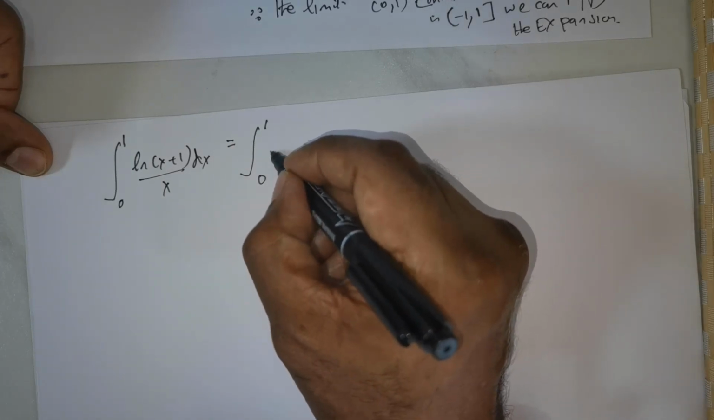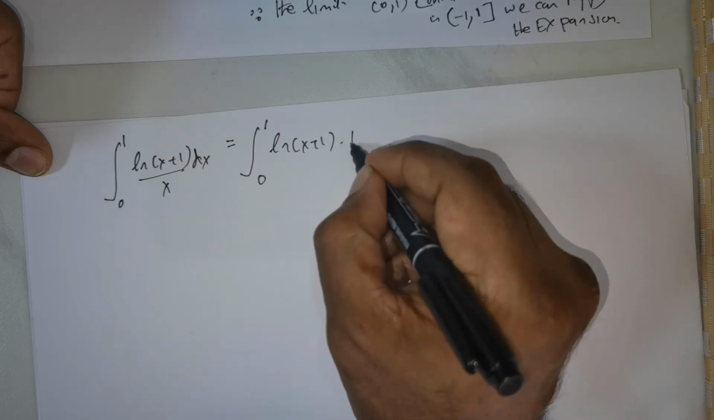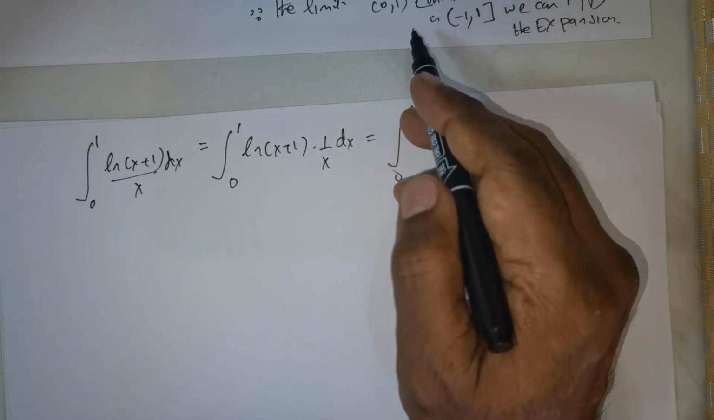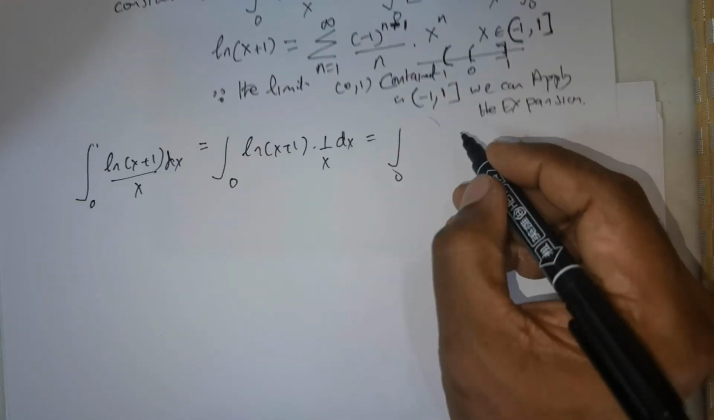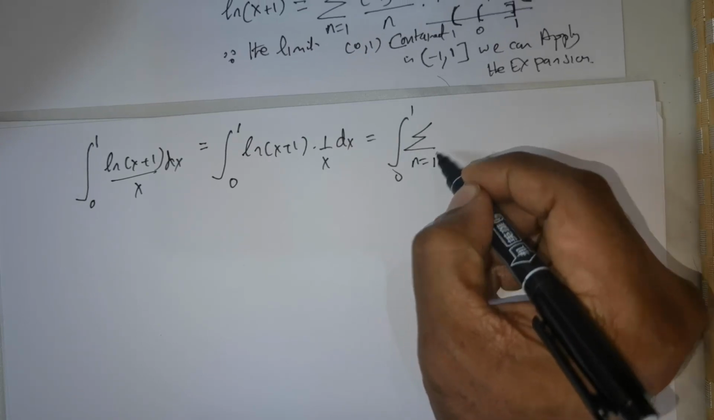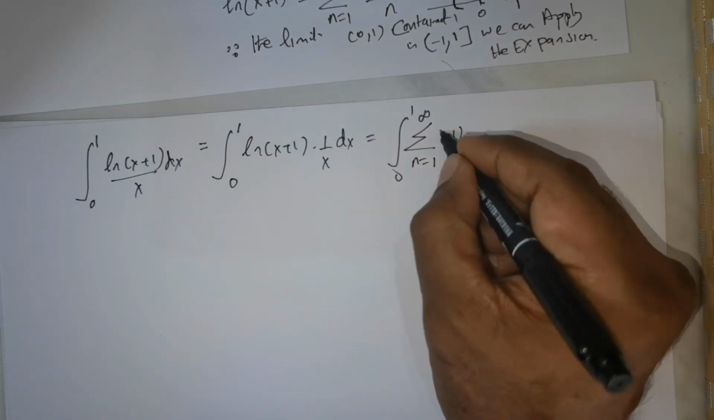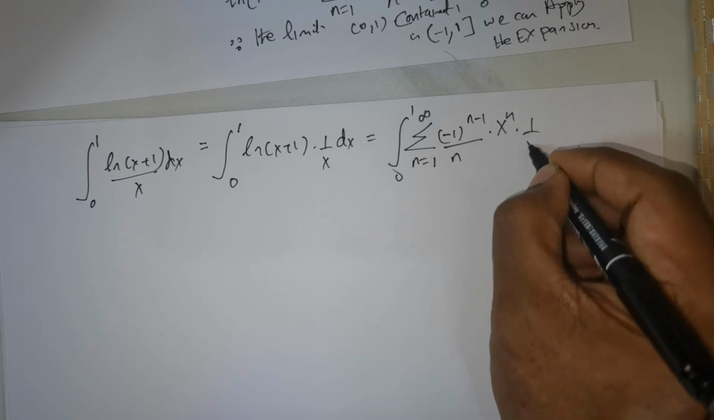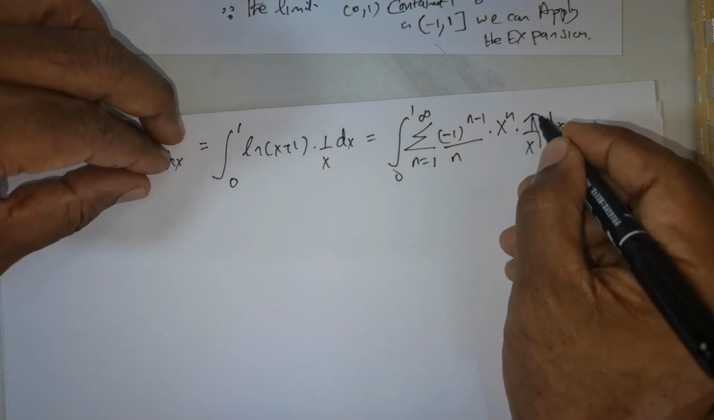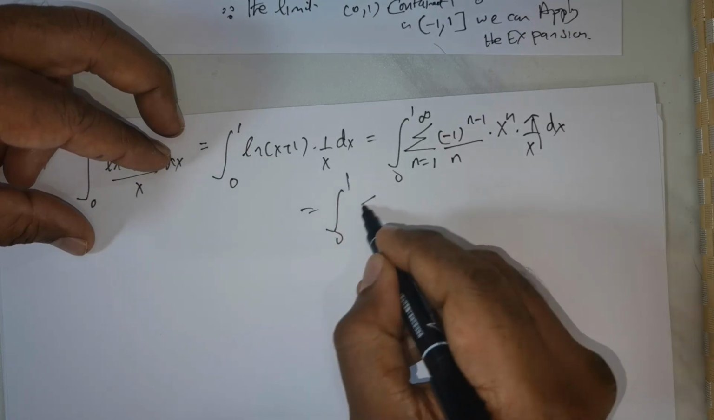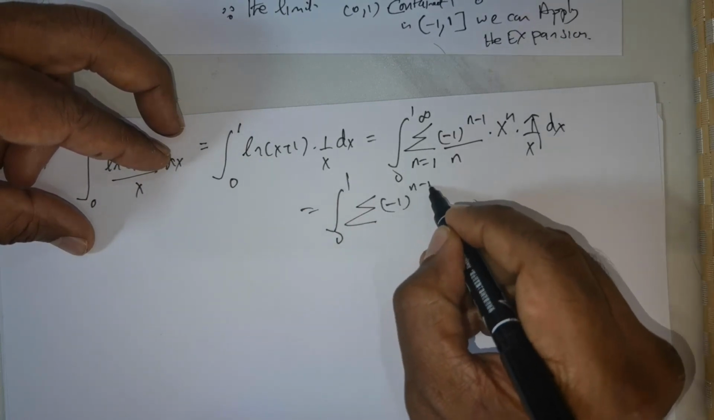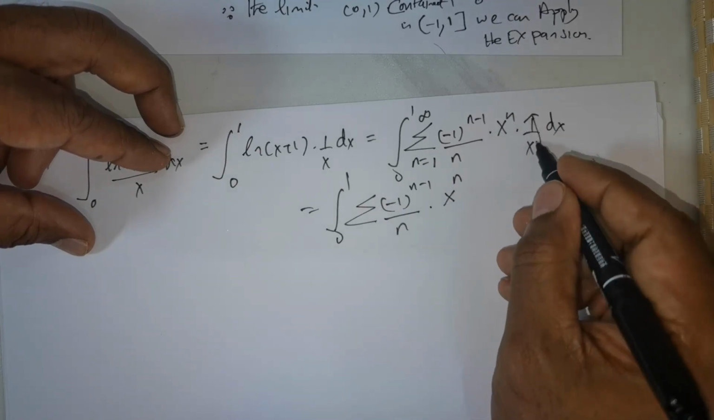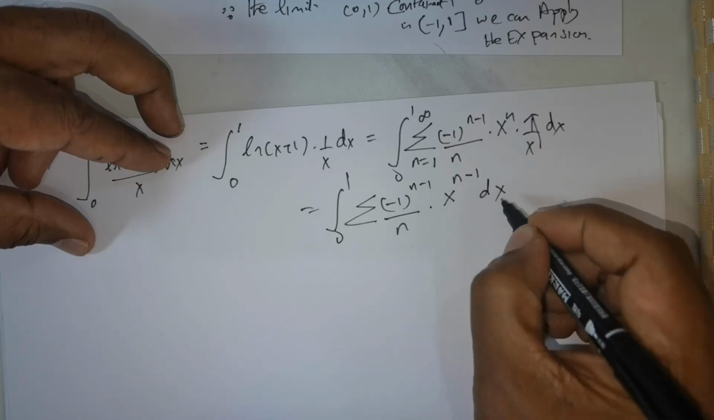So this is equal to the integral from 0 to 1 of ln of (x+1) times 1 over x times dx. In place of this, I am going to substitute this value: sigma n equals 1 to infinity of (-1)^(n-1) over n times x^n times 1 over x times dx. Push this x to the numerator. This is equal to the integral from 0 to 1 of sigma (-1)^(n-1) divided by n times x^n, and this is going to be x to the power of minus 1, so I'm going to write it like this, times dx.